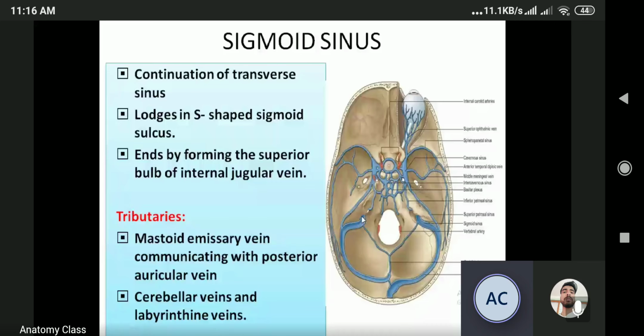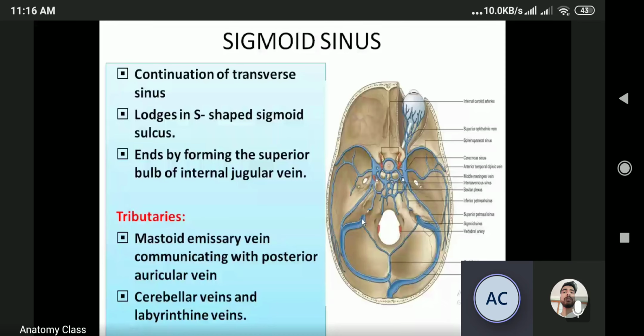The tributaries of the sigmoid sinus include the mastoid emissary vein, which communicates the posterior auricular vein with the sigmoid sinus. We know that emissary veins connect the veins of the scalp, the extracranial veins, with the intracranial veins. So this mastoid emissary vein communicates the sigmoid sinus with the posterior auricular vein. The next are the cerebellar vein and labyrinthine vein. The cerebellar vein from the cerebellar hemisphere and the labyrinthine vein from the middle ear cavity also drain into the sigmoid sinus. These are the tributaries of the sigmoid sinus.